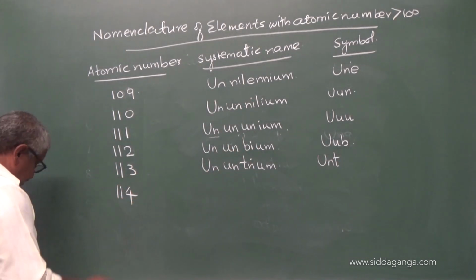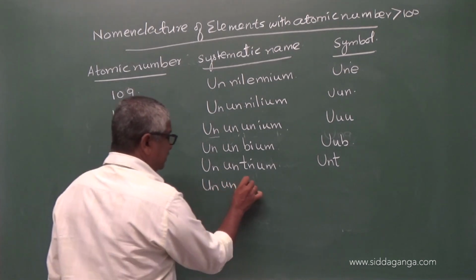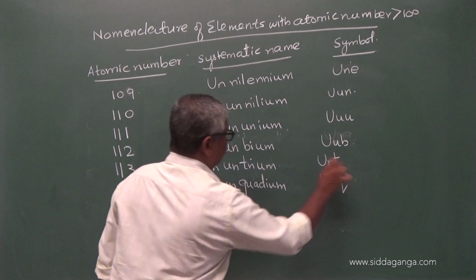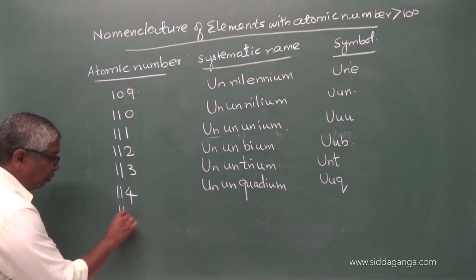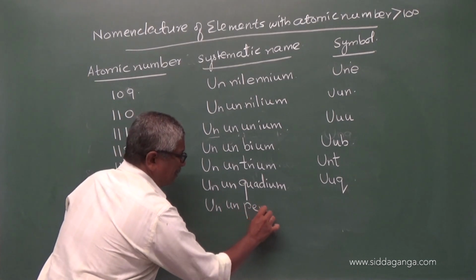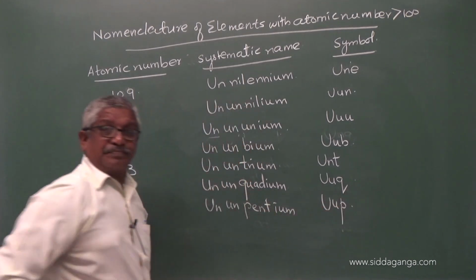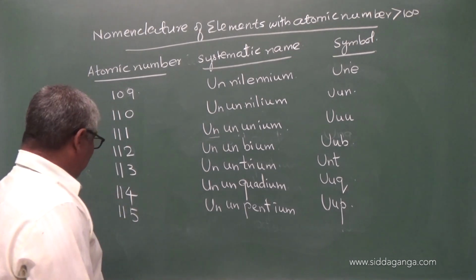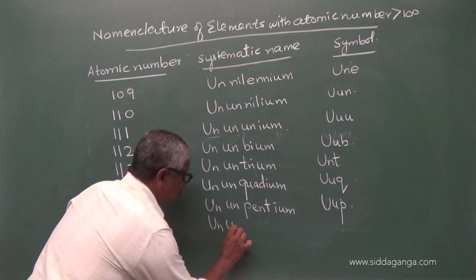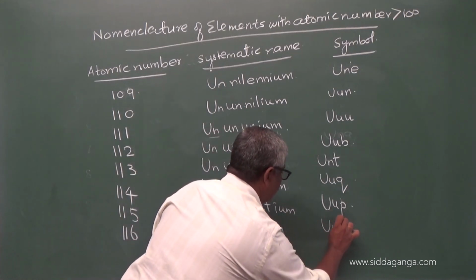Suppose if it is 114, 1, 1, 4 it is quad, ium, it is Uuq. 114, 115, 1, 1, for 5 it is pent, ium, then Uup is the abbreviation for the 115. So 116, 6 it is hex, ium, so it is Uuh.